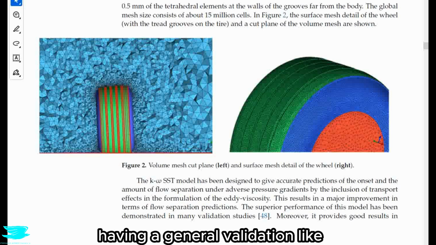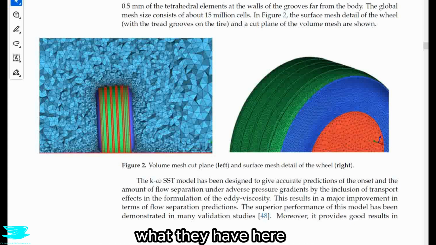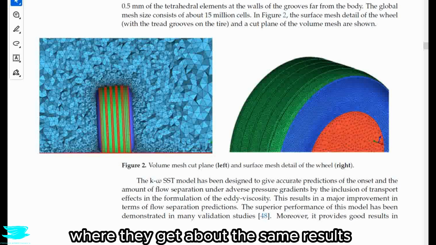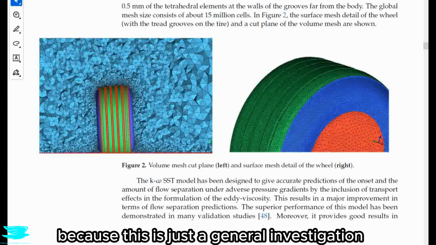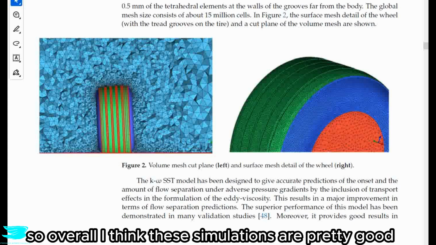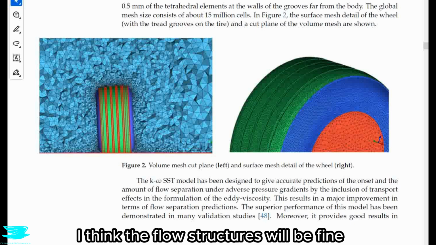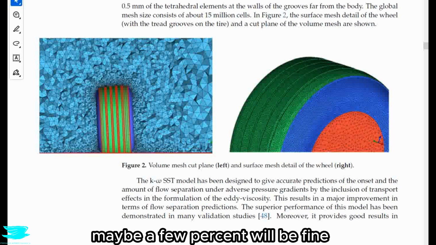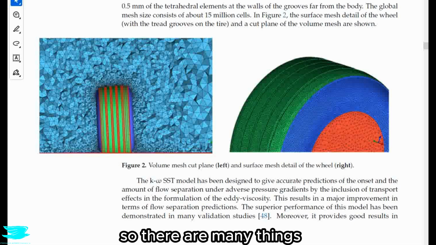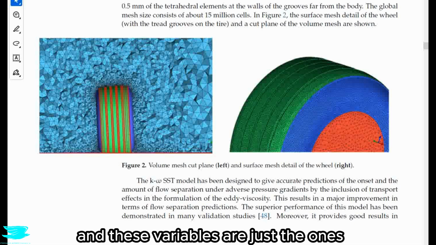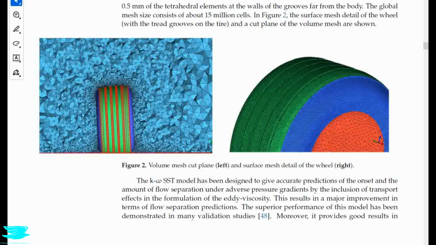As such, having a general validation like what they have here, where they get about the same results, is arguably adequate right now because this is just a general investigation. So overall, I think these simulations are pretty good. I think the flow structures will be fine, and any changes to the drag and lift above maybe a few percent will be fine. We'll need to see a bit later. Oh, and I also forgot that the tire surface roughness also changes things too. So there are many things, and these variables are just the ones off the top of my head.